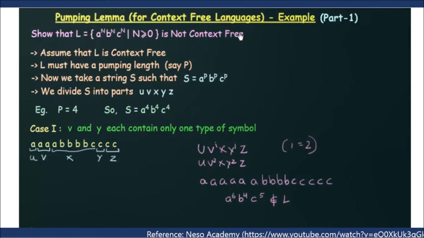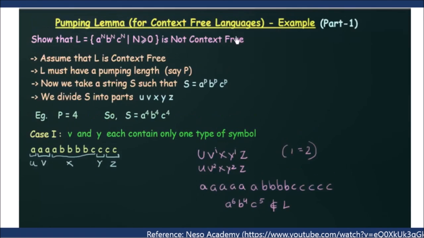So this is the way, using the pumping lemma for context-free languages, you can prove that a given language is not context-free. So I hope this was helpful to you.